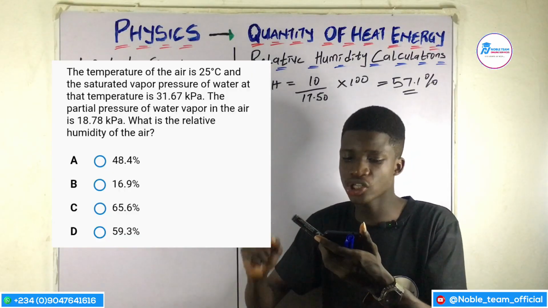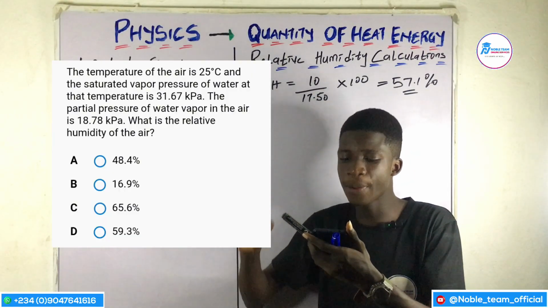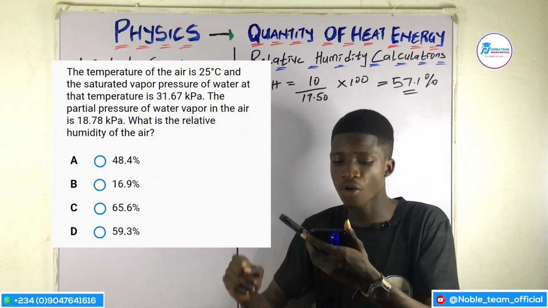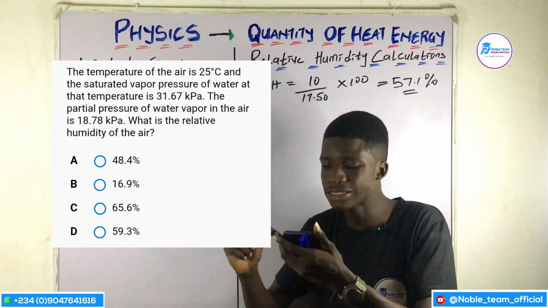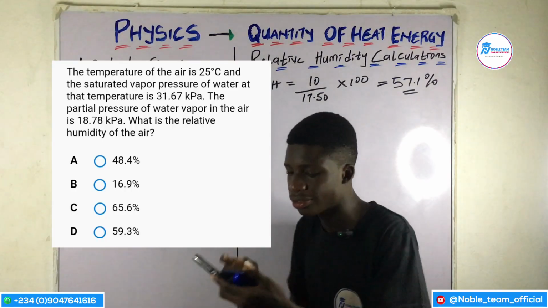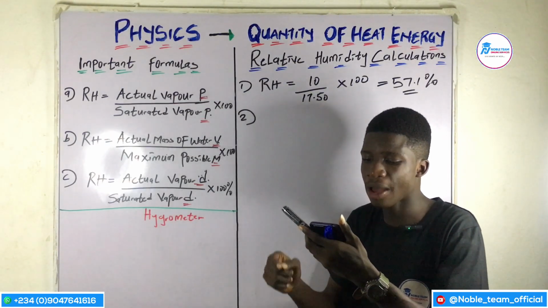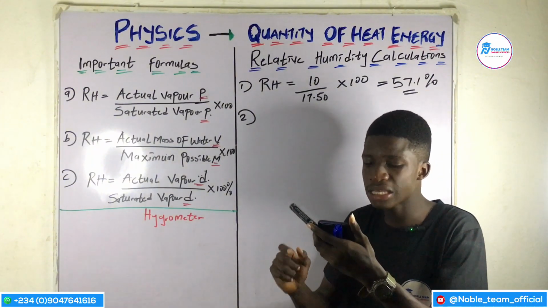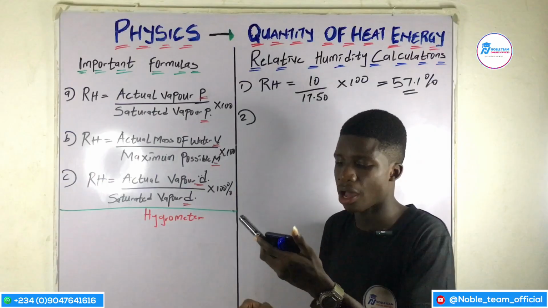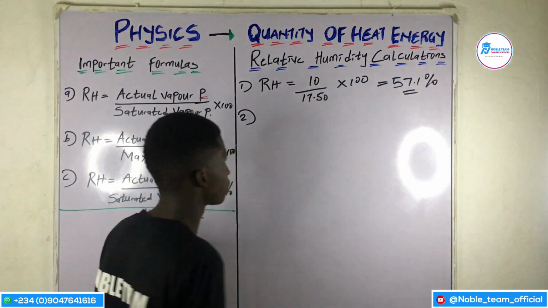So the temperature of the air is 25 degrees Celsius, and the SVP of water at that temperature is 31.67 kilopascal. Then the partial pressure of the water vapor in air is 18.78 kilopascal. What is the relative humidity?